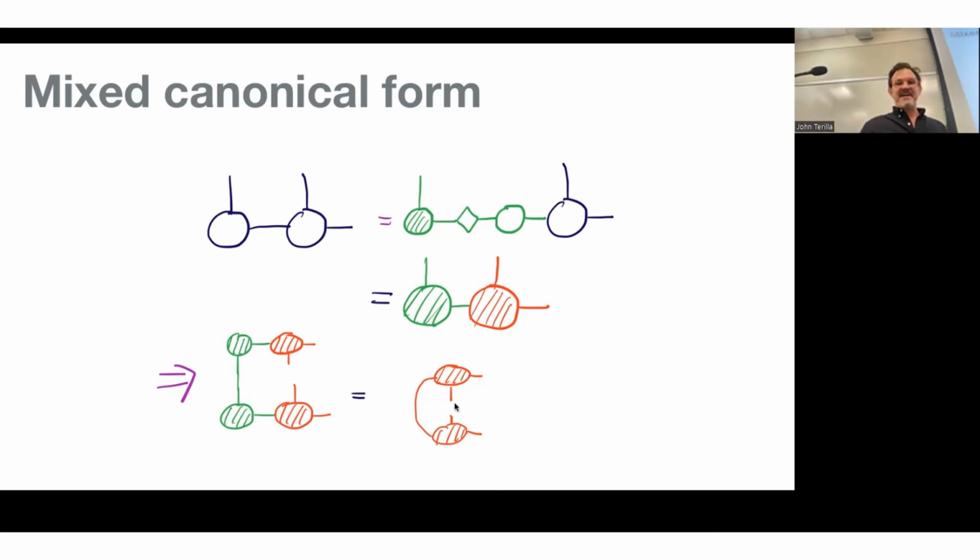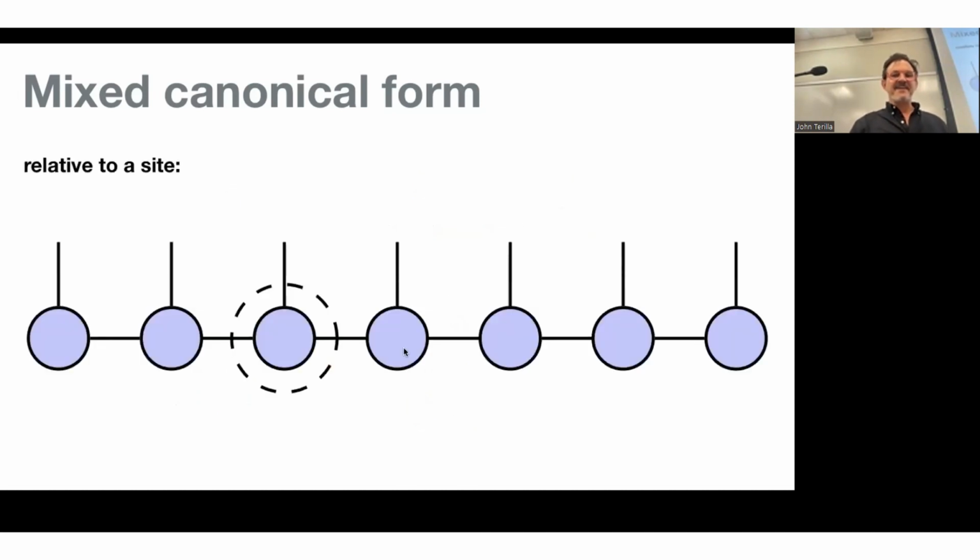So this is the idea behind mixed canonical form. If I have a matrix product state and I pick one site, then without changing the tensor that I have, just changing the factors involved, I can make everything on the left unitary, so that if I multiply by the transpose, they become the identity. And everything on the right, I can push into this tensor in the middle, so that the ones on the right are unitary and will disappear when I compose them with their transpose.